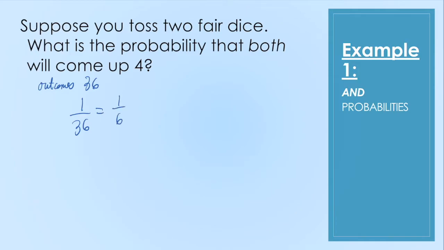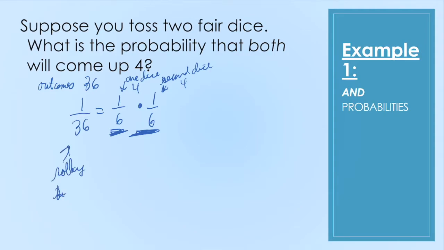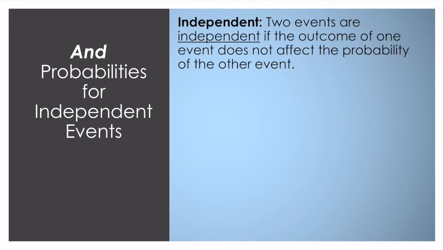That is the probability of rolling a 4 with 1 die times the probability of rolling a 4 with another die. What we did was we multiplied. We're going to see the equation for it, but if you multiply the probability of rolling a 4 with 1 die times the probability of rolling a 4 with another die, that'll give you the probability of rolling 2 4s. This is an example of an and probability. And means that both things occur.